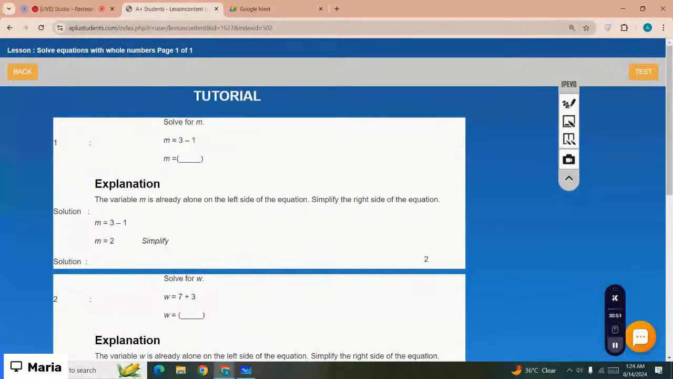Okay, solve for m, and you are given m equals 3 minus 1. So here the variable m is already isolated, right? Isolated means m is on one side of the equation and the rest of the things are on the other side. You simply have to do 3 minus 1. So 3 minus 1 is 2.